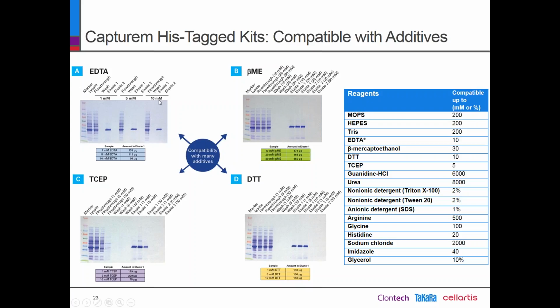You can see here, in the purification, that in the eluate you do get the protein, so there's no drop in yield. We also tried beta-mercaptoethanol up to 30 millimolar, and you can also see here that there was no problem. That's this band here. And similar results were obtained with TCEP and DTT, which are reducing agents. So we've tested many more reagents that you can see here in the table, and you can also find this table on our website.